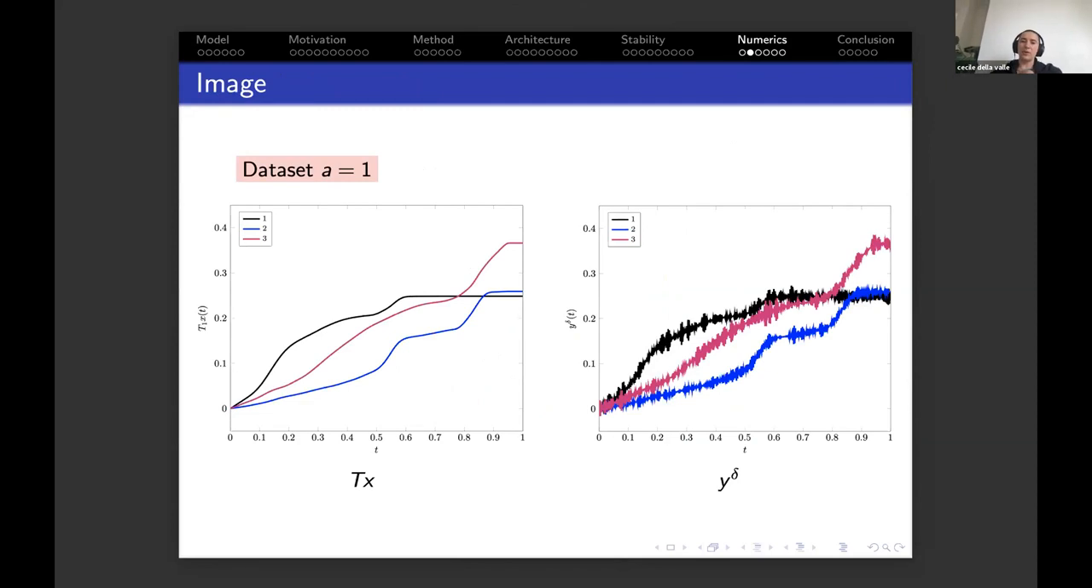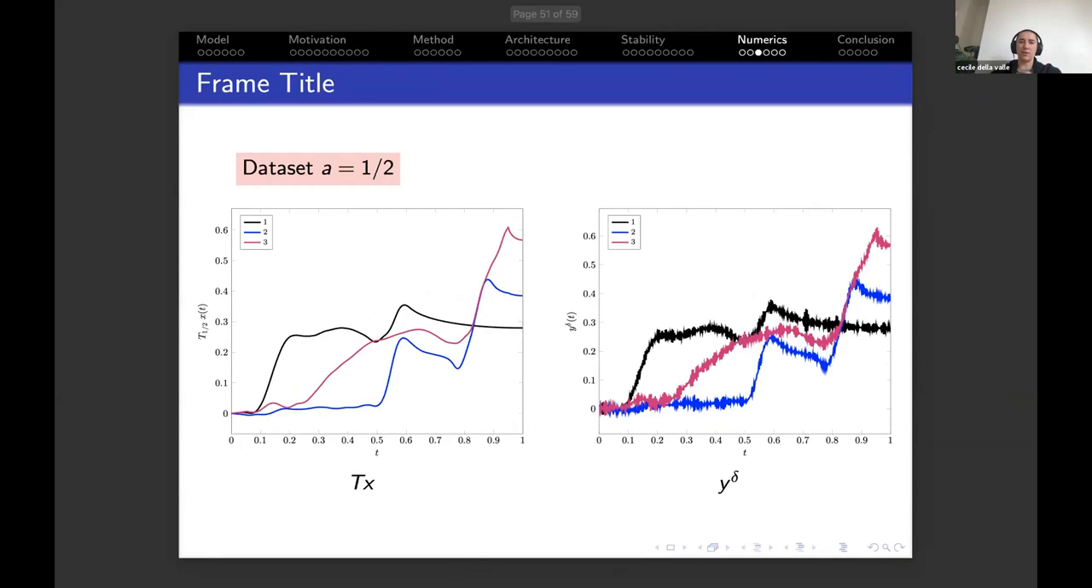And here I show what types of signal we can measure. Here is a perfect image, and here is a noisy signal for a equal 1. This is only the integral, and then for a equal 0.5.